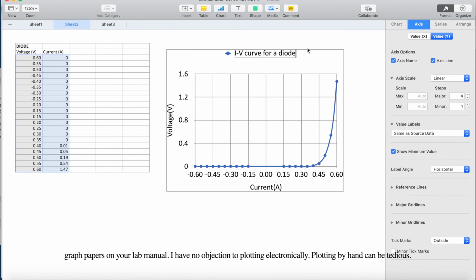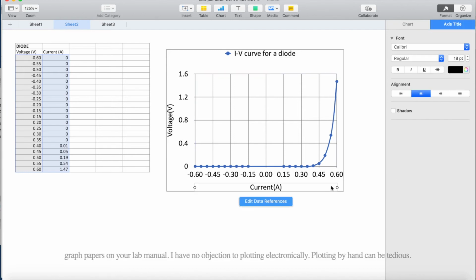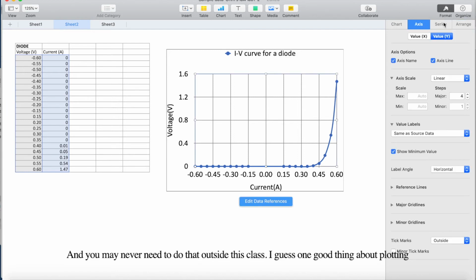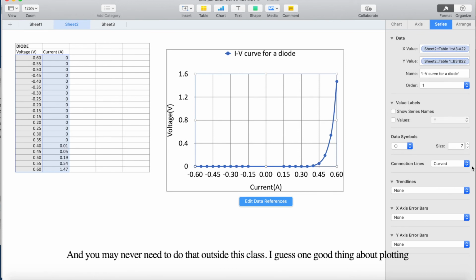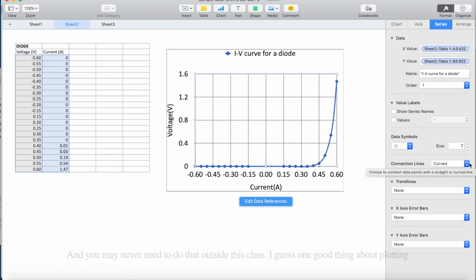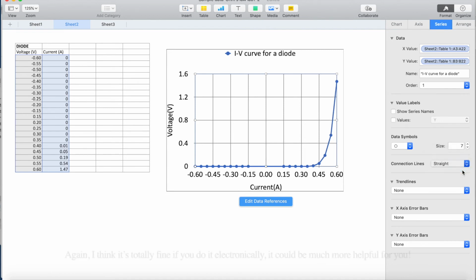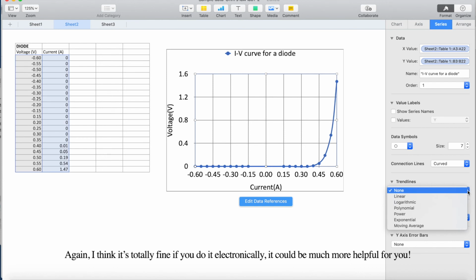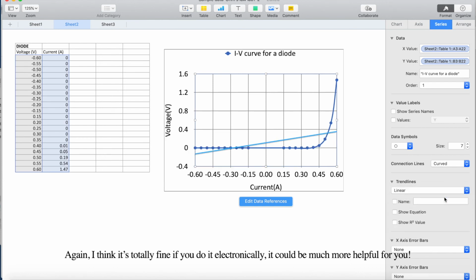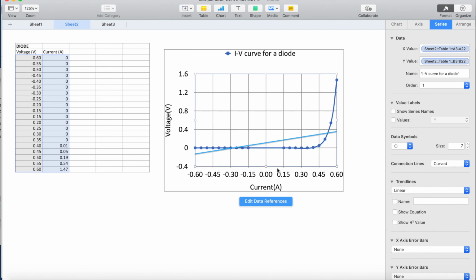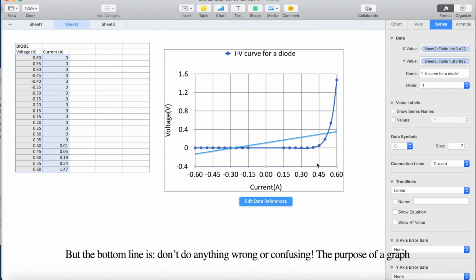I have no objection to plotting electronically. Plotting by hand can be tedious, and you may never need to do that outside this class. I guess one good thing about plotting by hand is that you are less likely to do it wrong, and you might slow down and take time to understand. Again, I think it's totally fine if you do it electronically. It could be much more helpful for you. But the bottom line is, don't do anything wrong or confusing.